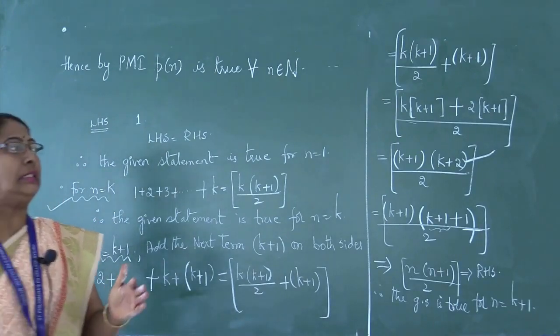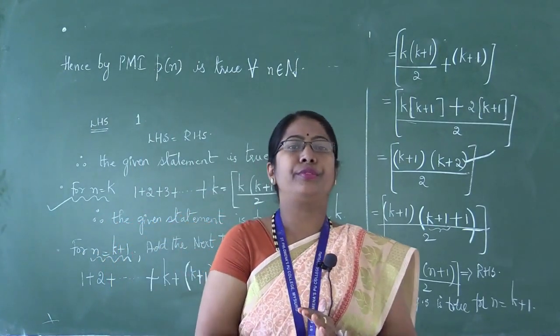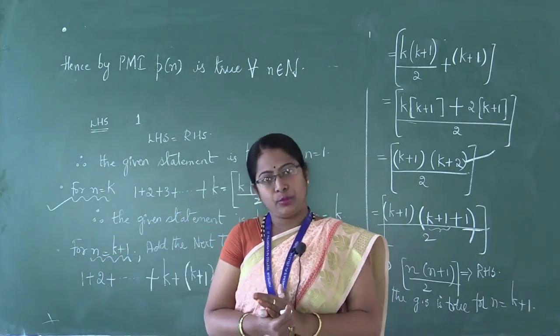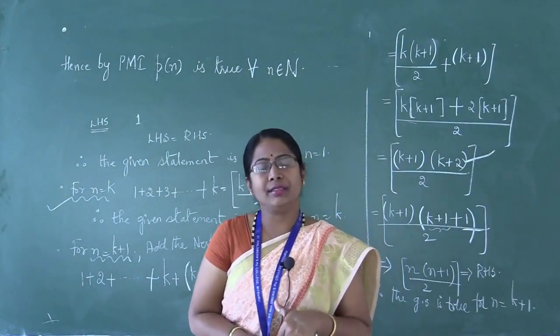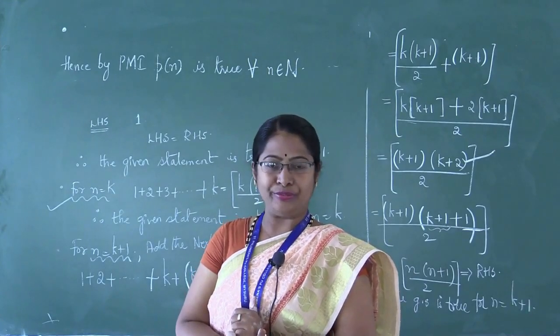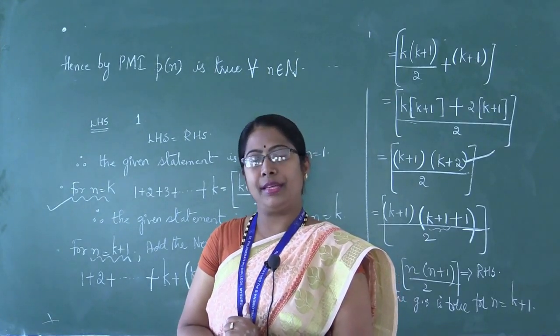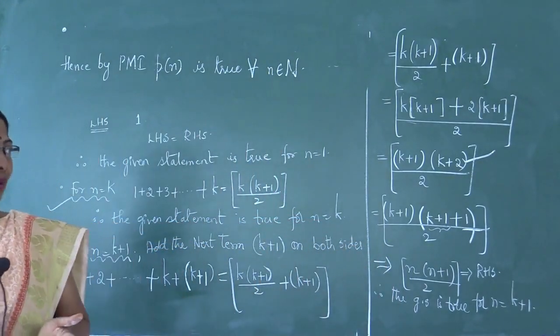Quickly to summarize, denote the given statement as P of n. Assume the given statement is true for n equal to 1. Assume the given statement is true for n equal to k. By using the statement for n equal to k, we are supposed to prove that the given statement is true for n equal to k plus 1. Clear? Next. Moving on to the second problem.